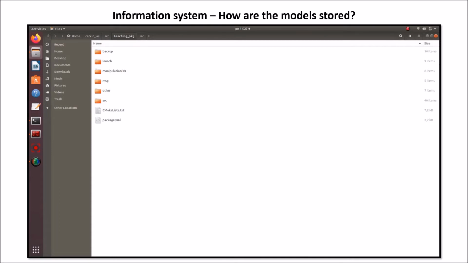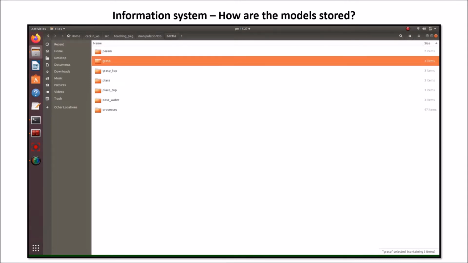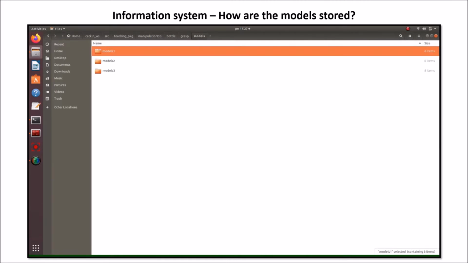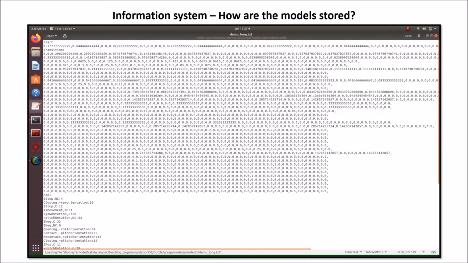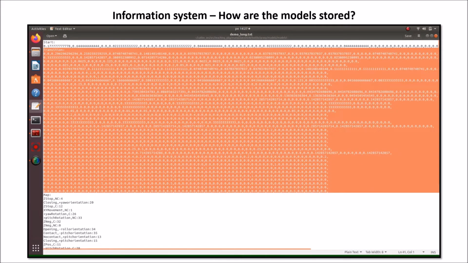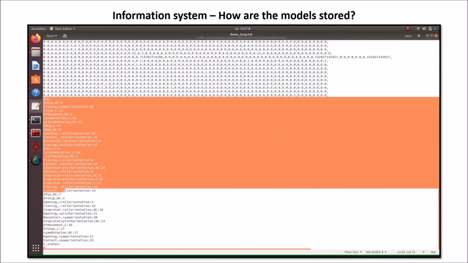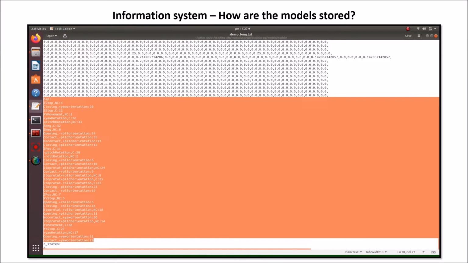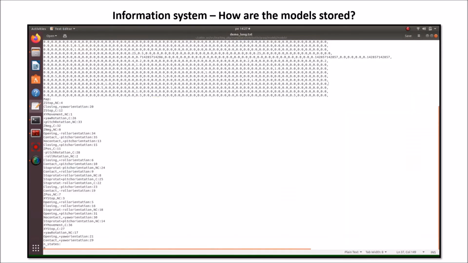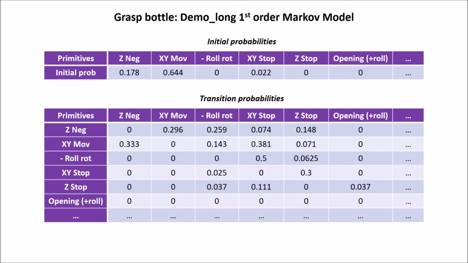As explained before, the manipulation database stores the Markov models of each operation. As an example, we will see how the models of the bottle grasping operation are stored. Models of first, second, and third order are created for each primitive variable. Let's take a look at the first order model, which stores a combination of all the variables. This file contains the initial state and transition probabilities between the observed primitives, that are the states, and a mapping between these primitives and the matrix indexes. This table shows the information of the previous file in a clearer way.